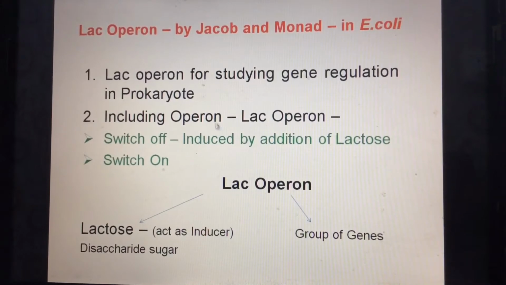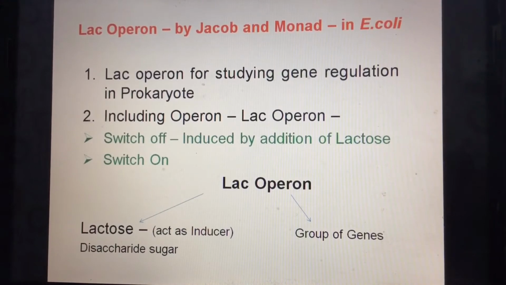The Lac Operon is the Lac pathway where it switches off and where it switches on. We need to understand both pathways. Generally, when E. coli is present in the medium and there is no lactose, the pathway is switched off.